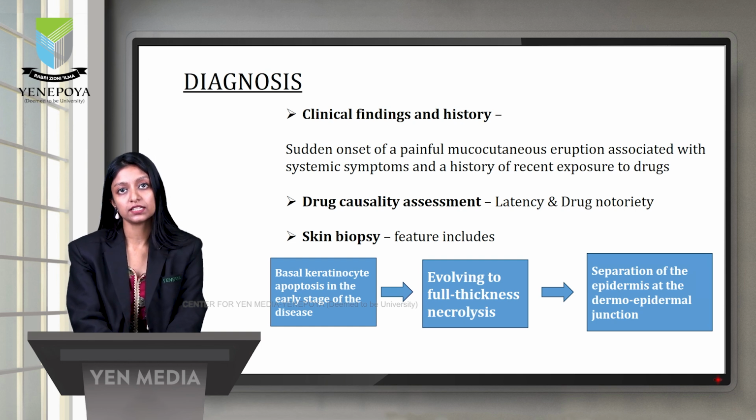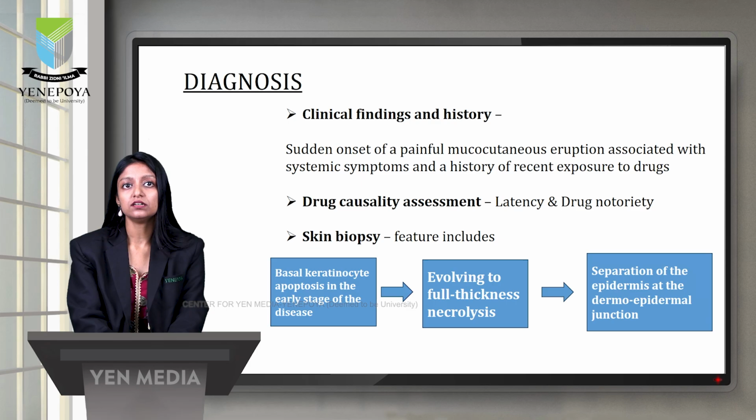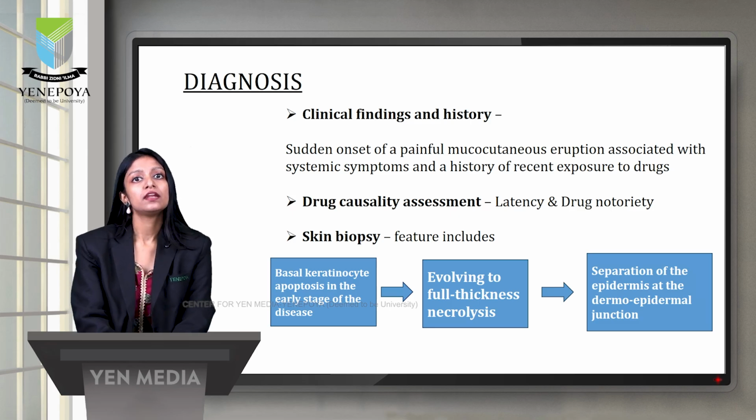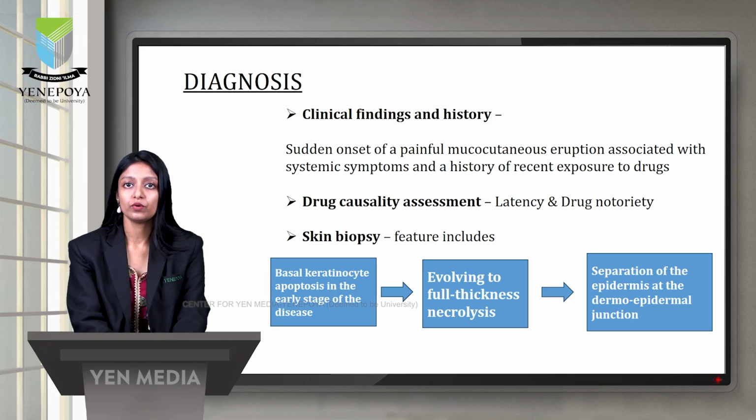Then we will be conducting skin biopsies, which will show basal keratinocyte apoptosis in the early stage of the disease if we suspect SJS, which will evolve to full thickness necrolysis, and then separation of the epidermis will be present.